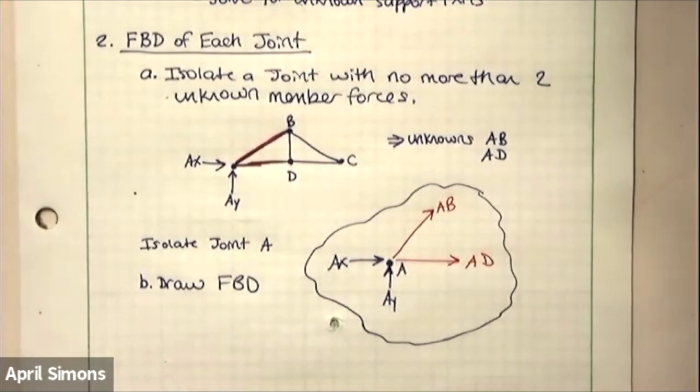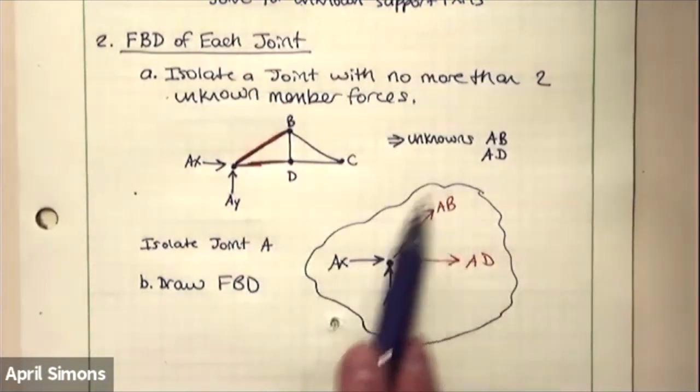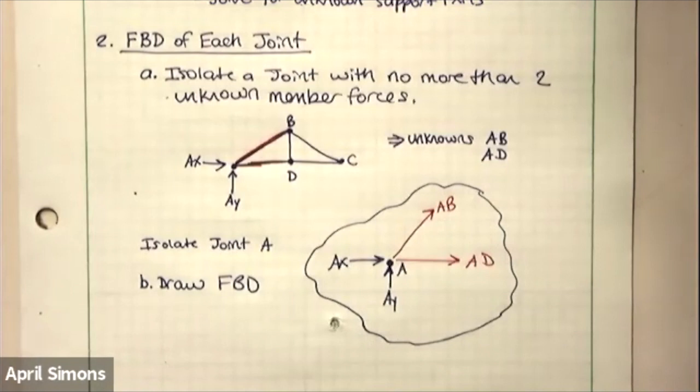And so the reason we can't have more than 2 unknowns is because all these forces are concurrent. So we can't take moments about anything, right? Because they're all intersecting. So if we take moments, the moments will go to 0. So we can only look at a joint with 2 or fewer unknowns at a time.